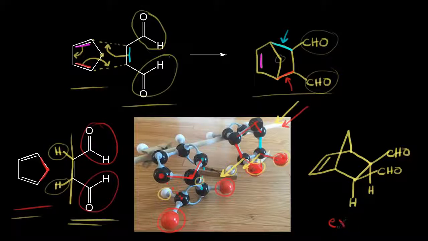So this is said to be the exo product because we have our aldehydes up, our bridging CH2 is up, and then here is our double bond. So that's one of the possible products.